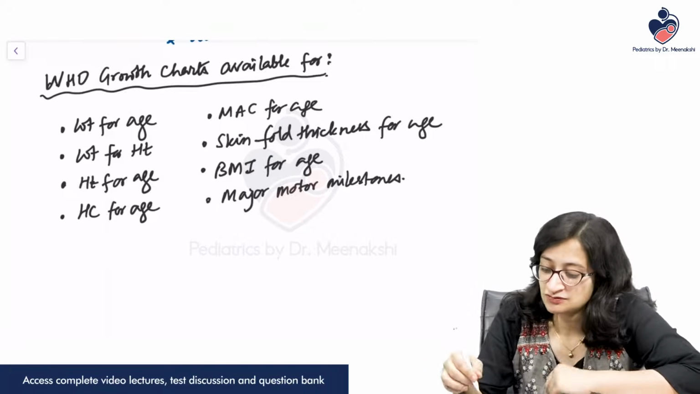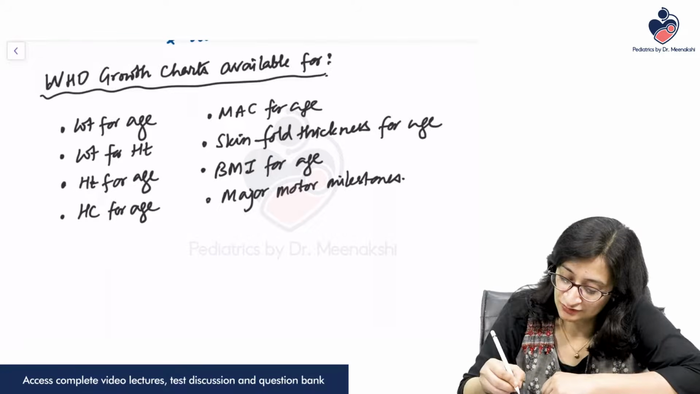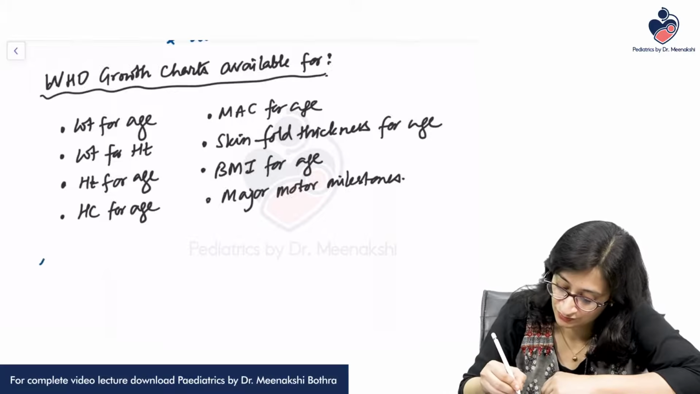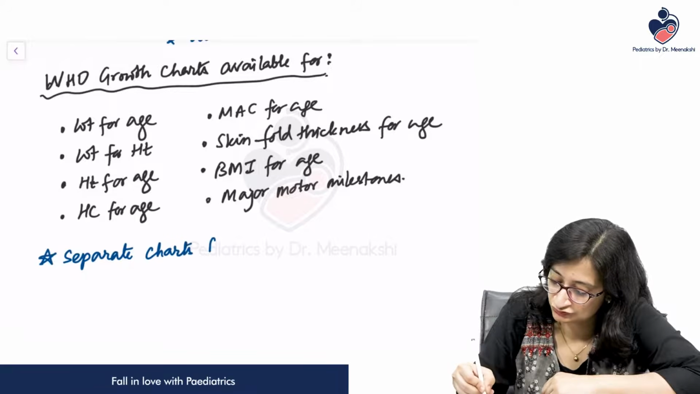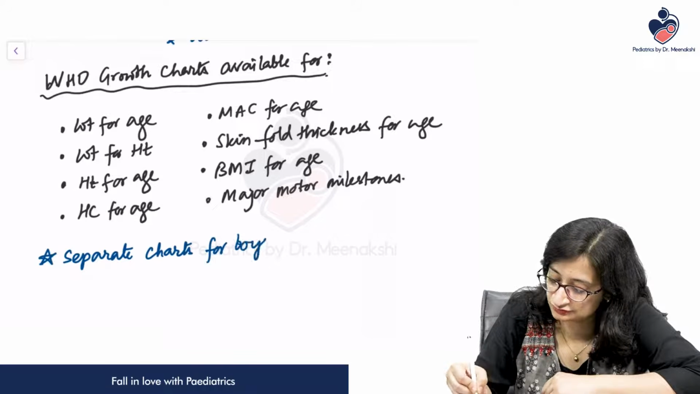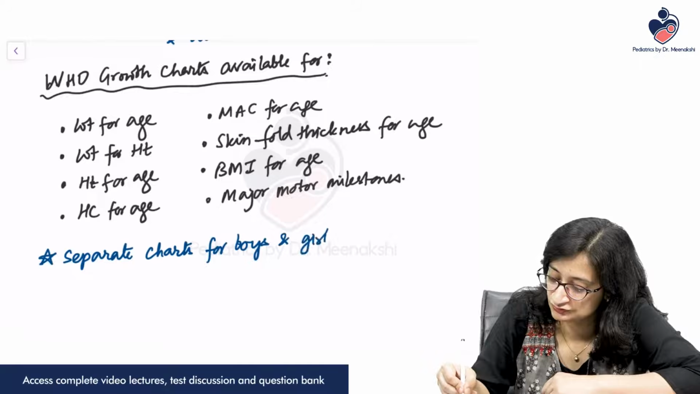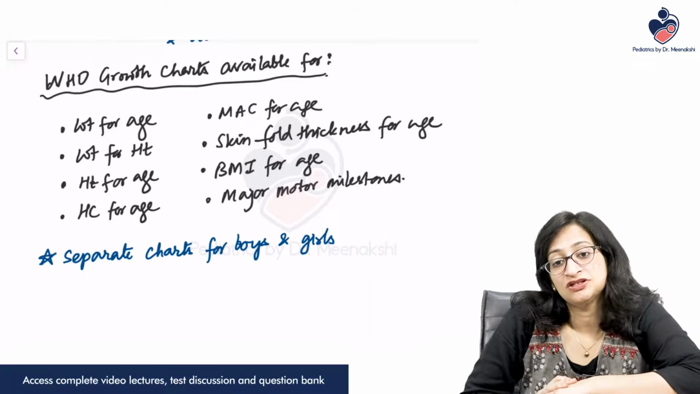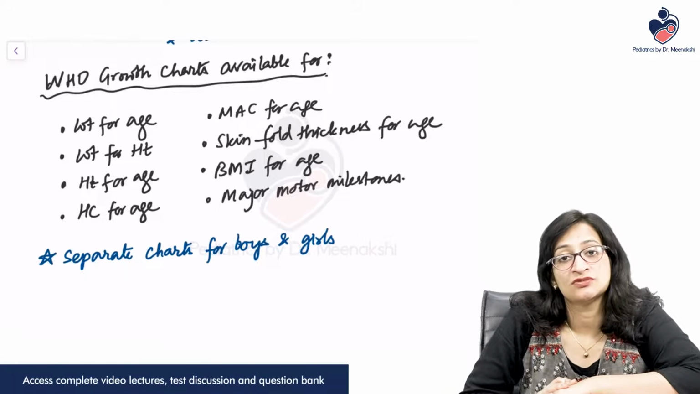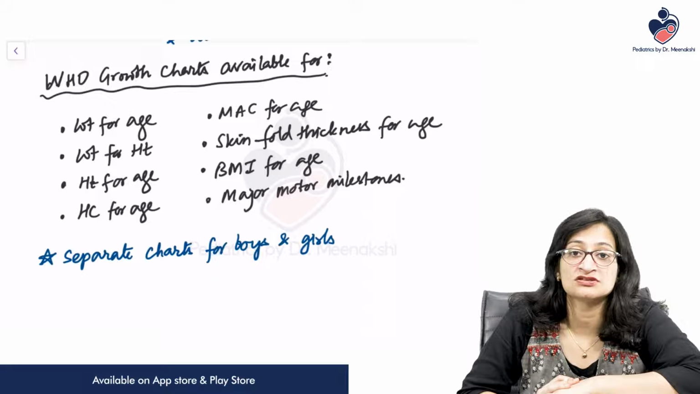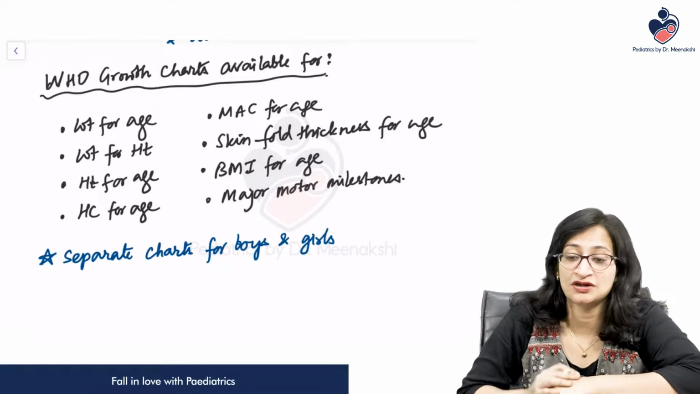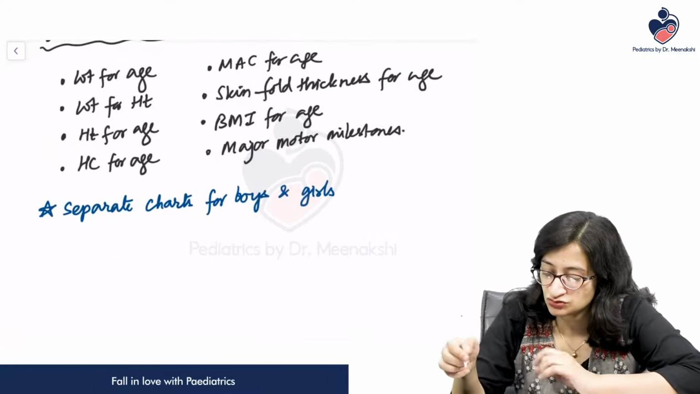Separate charts are available for boys and girls for each parameter. Okay. Separate charts for boys and girls. And for each parameter, you have 2 kinds of charts available. One is the percentile based growth charts, and another is the standard deviation or Z score based growth charts. Okay. So, 2 types of growth charts are available.